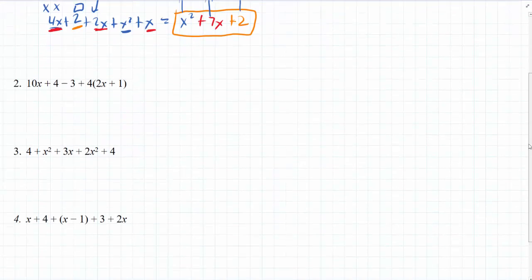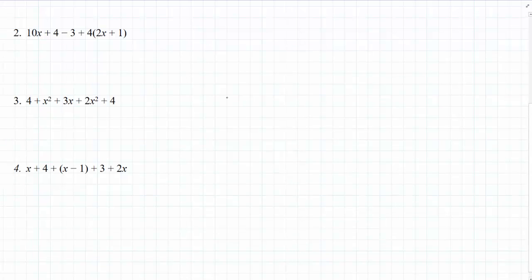Okay, let's look at the next expression. We're not going to go into detail like that to draw images and such. So we have 10x plus 4 minus 3 plus 4 times 2x plus 1. The first thing I want to do is use the distributive property to rewrite this part of the expression. The other stuff I'm going to leave the same: 10x plus 4 minus 3.